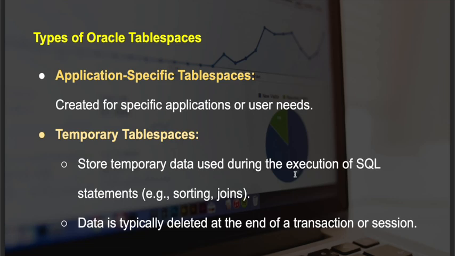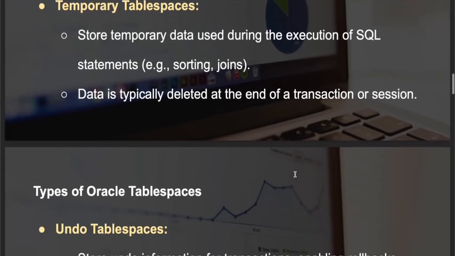And there is the temporary tablespace. It stores temporary data used during the execution of SQL statements, for example sorting and joins. Oracle basically uses this temporary tablespace by default. Data is typically deleted at the end of the transaction or session. It means this data will be deleted automatically at the end of the transaction or session.